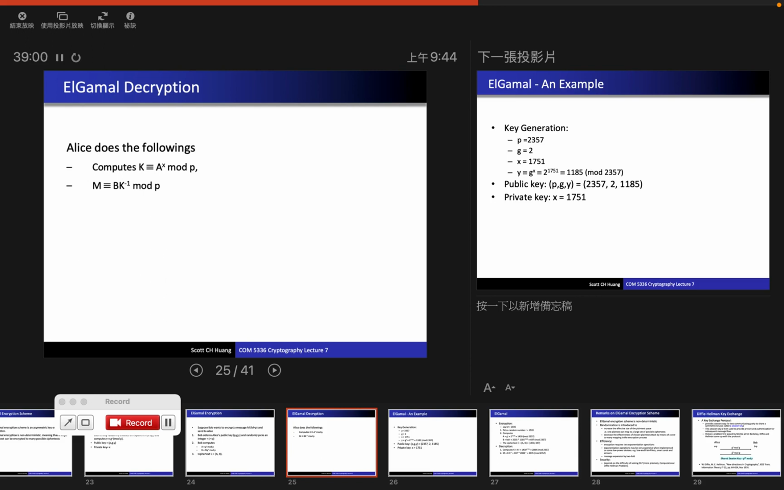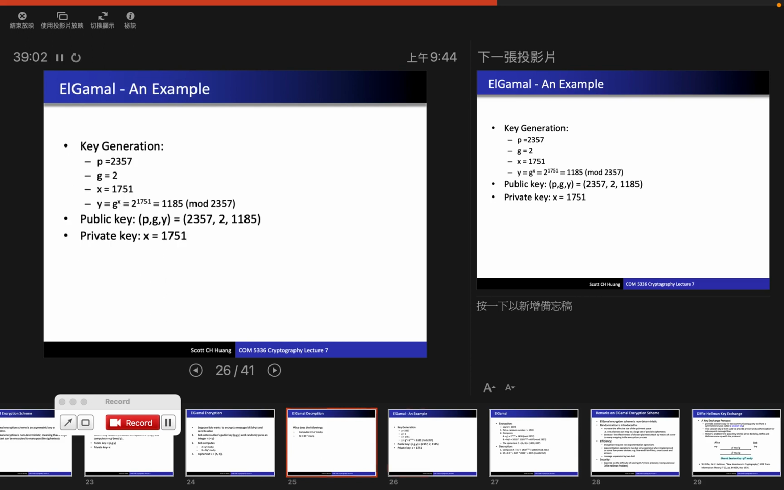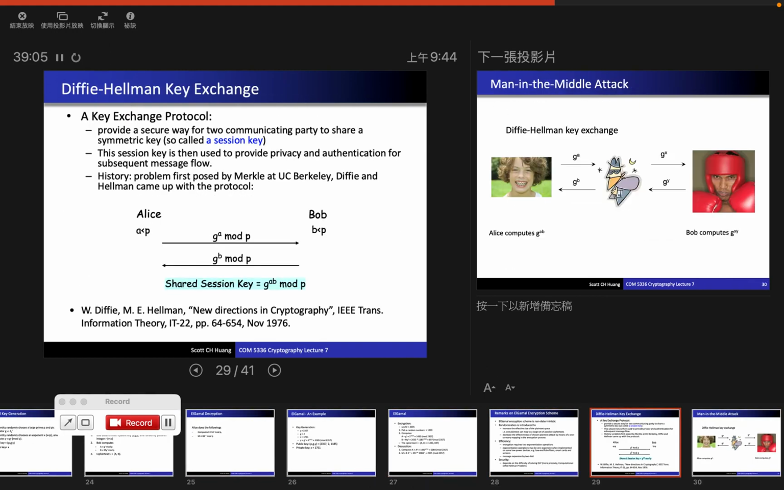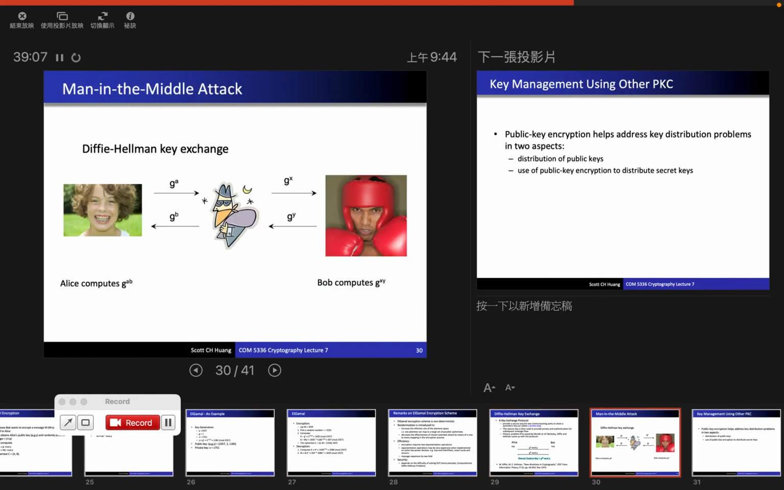So that's algorithm decryption. Okay, let's move on to the Diffie-Hellman exchange. So we covered both algorithm encryption and Diffie-Hellman key exchange. Now let me point out a really serious problem. This is called the man-in-the-middle attack.